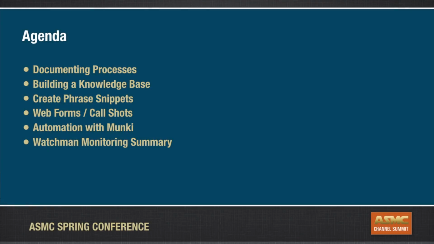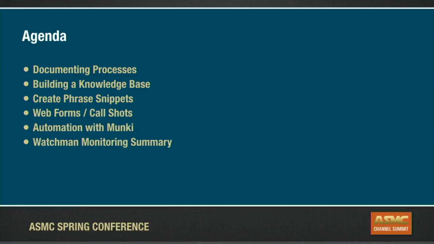So a little bit of our agenda here: talk about process documentation, building your data, your knowledge base, creating phrase snippets, and using web forms and call shots to kind of automate and make things a little bit easier for communication to your customers. I'm going to touch lightly on what I did to automate with Monkey for patch management and basically automatic updating, and then using the Watchman Monitoring summary as kind of a nice takeaway for the customer at the end.